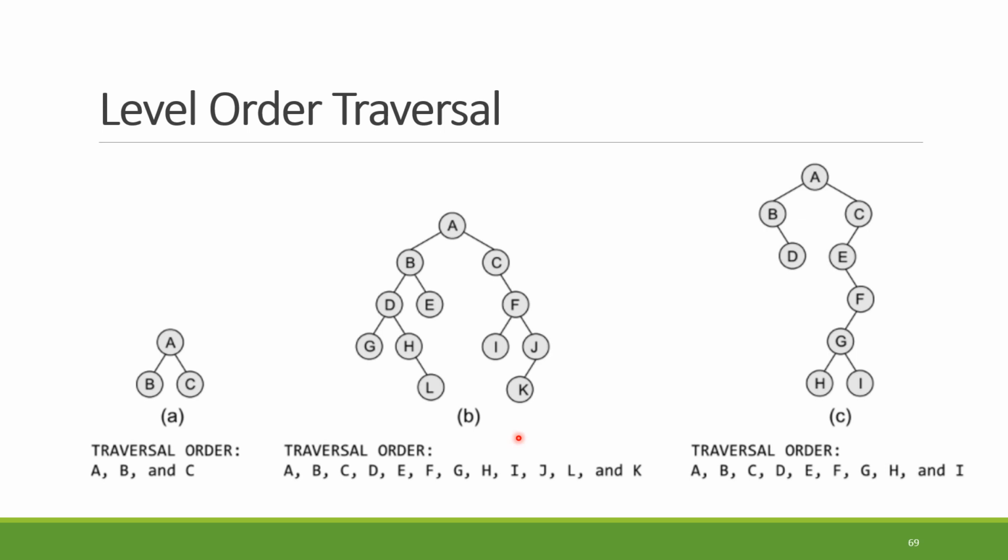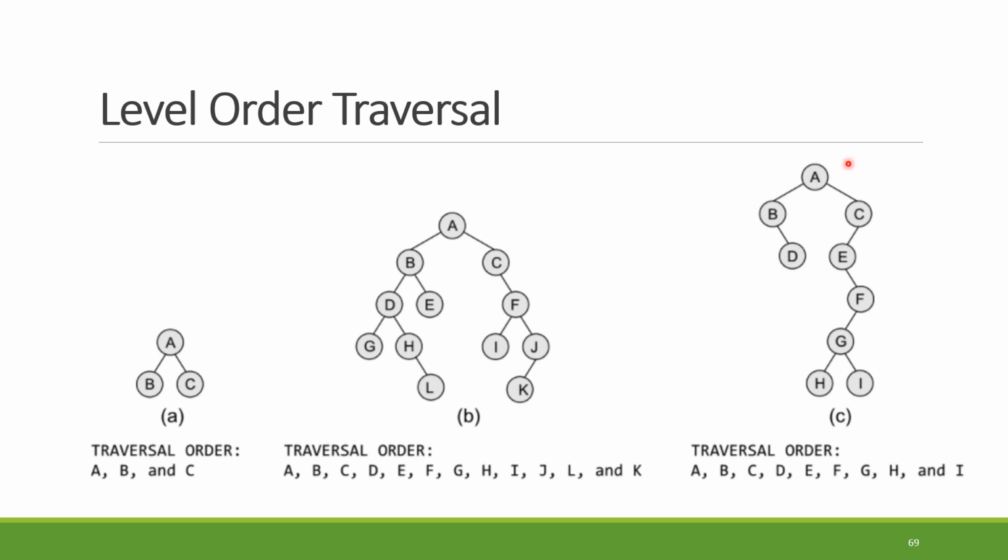Take another example. Here, first we will read A, which is at level 0, then go to nodes at level 1. Read from left to right, B, C. Then go to the second level, D, E, F. Then G, H, I, J, L, K. This is level order traversal.